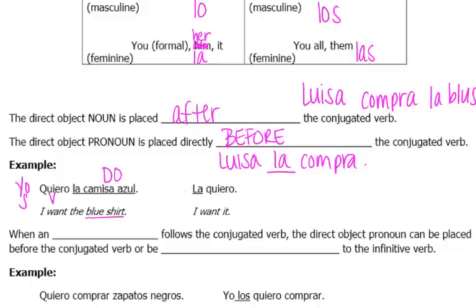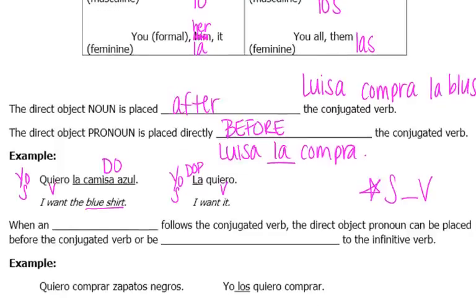When you rewrite it with the formula that's very, very important: subject space verb. So make sure you jot that down. Yo la quiero. I want it. Yo is still your subject. Quiero is still your verb, but then your direct object, la camisa azul, turns into your direct object pronoun, la. This is the way that people really speak in Spanish and in English. They don't always say complete sentences enunciating every single aspect. They use direct object pronouns.